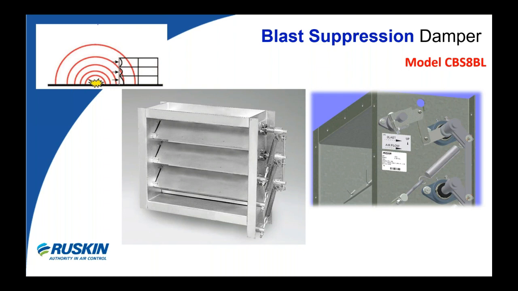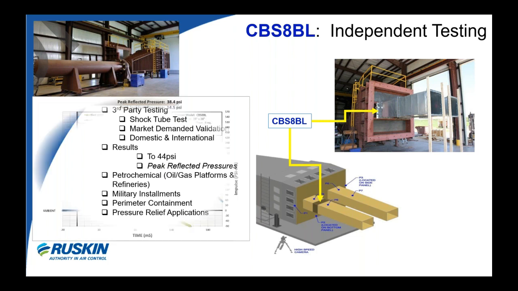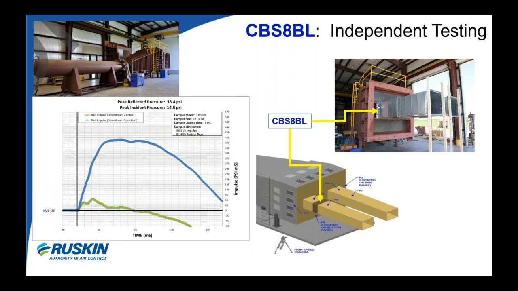Through results of independent third-party testing, Ruskin provides our customers with an assurance that the CBS8BL will perform as advertised. Through a blast-producing process called shock tube testing, performance data on the CBS8BL was generated, which confirms the effective operation of the product. Valuable data such as peak reflected pressure, damper closing time, blast duration, and percentage of blast contained was collected from numerous shock tube tests.